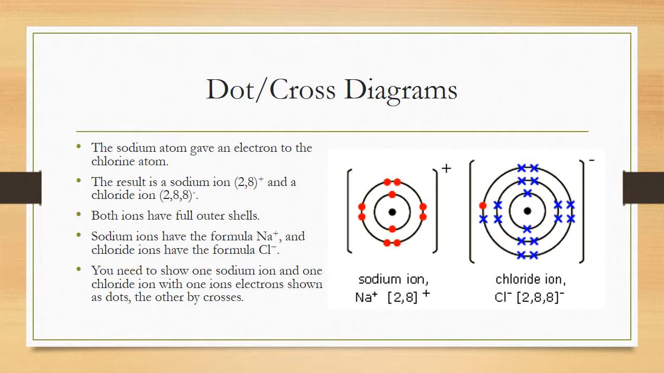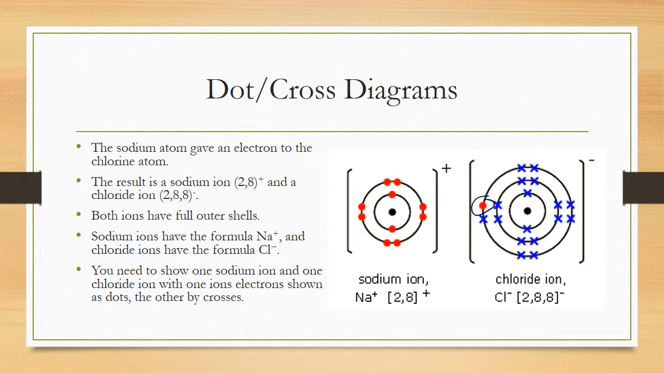And we can represent these things in the form of a dot cross diagram, where the dot represents the electrons of one atom and the cross represents the electrons of the other atom. In IGCSE, we're at an advantage: you don't have to write all of the electrons out. All you have to do is write out the dots and crosses for the valence electrons. So looking again at the sodium chloride example, the sodium atom gave an electron to the chlorine atom, and you can see that here by this red dot.